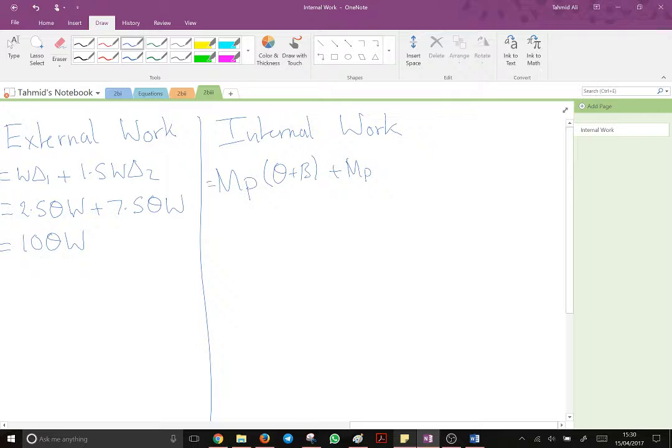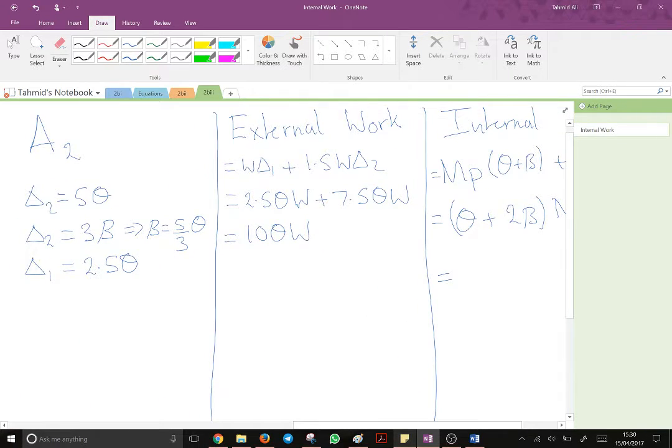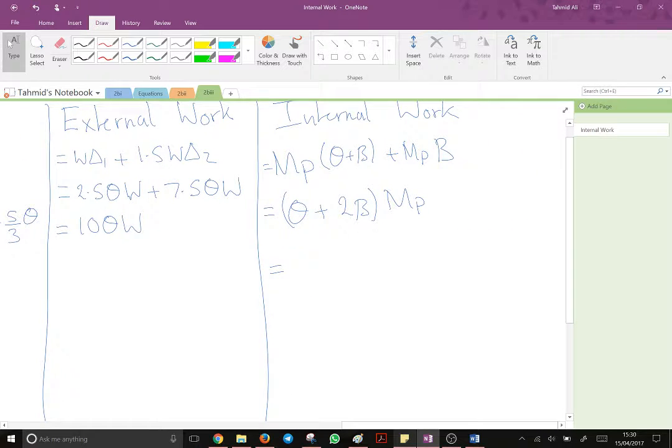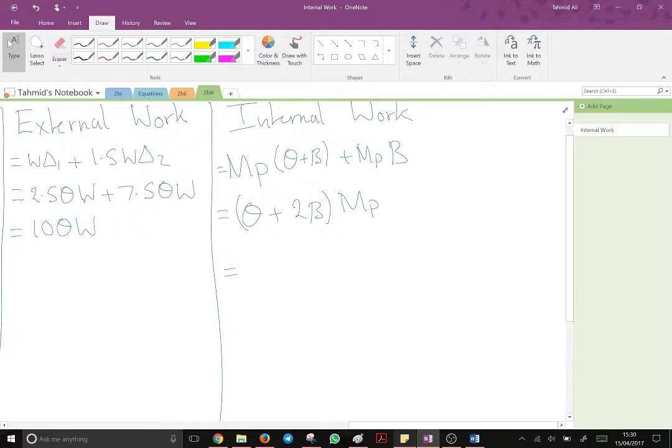So that's what internal work is equal to. So this is going to be equal to theta plus 2 beta, and you know what beta is now. Beta is simply 5 over 3 theta. I'm just going to write the final answer here because it saves a bit of time: 13 theta over 3 MP.